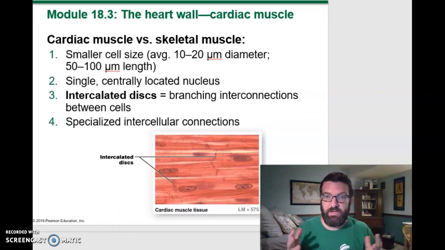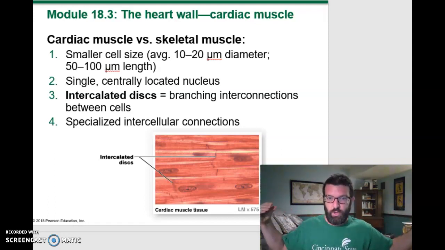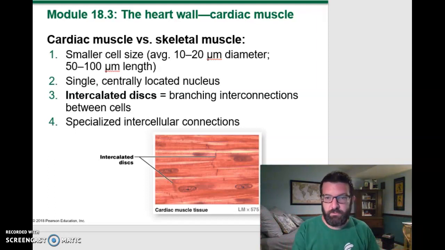Cardiac muscle is made of myocardiocytes, or cardiac muscle cells. And they're similar to skeletal muscle in that they contract, they have thick and thin filaments, they have striations, but they're smaller, right? Skeletal muscle cells are super long. Cardiac muscle cells connect together, which is why you have these intercalated discs.